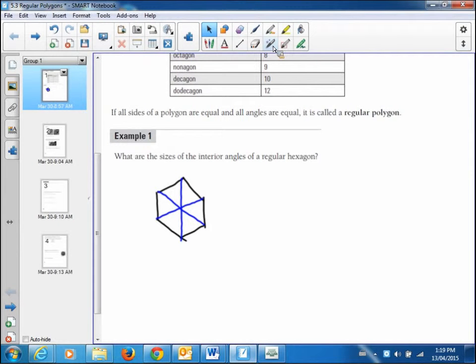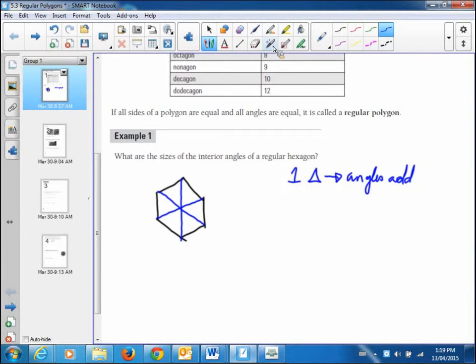Triangle, you know that one, Zach, right? Angles of a triangle? Shame on us. Triangle is 180. So if you know this, one triangle, the angles add up to, now that's something I'm expecting you to know, 180.